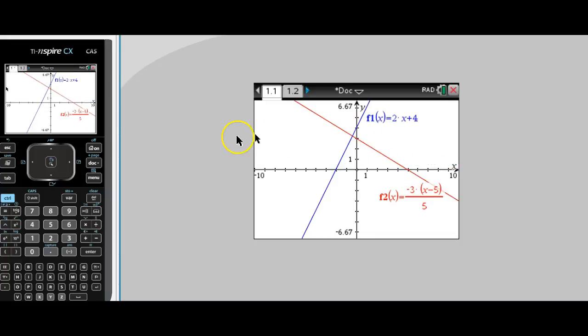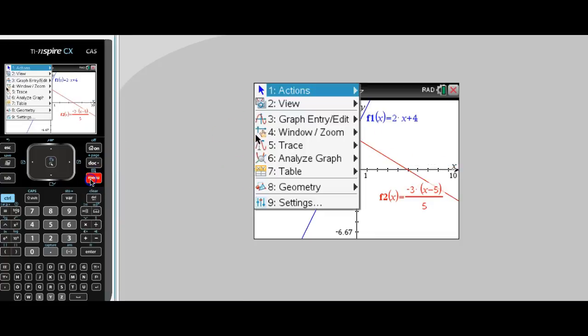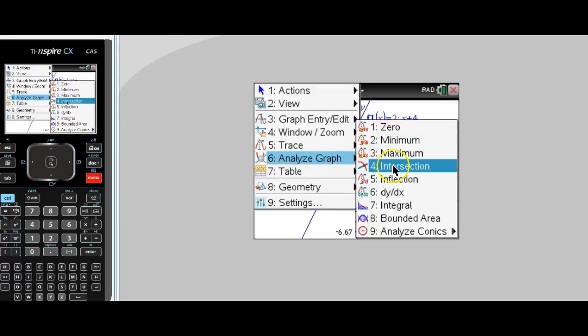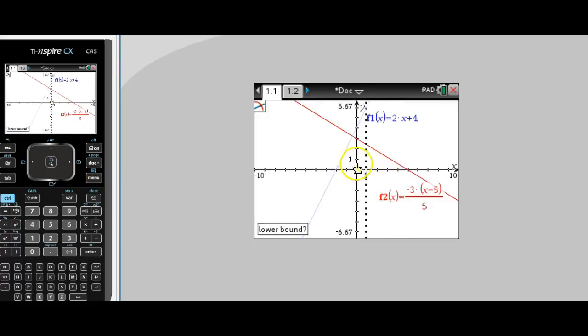This intersection point, not so much, easy to read. So go to intersection. Remember, to the left of the intersection for lower bound, and then to the right for the upper bound. And there's your intersection point there. So you can easily graph it that way.